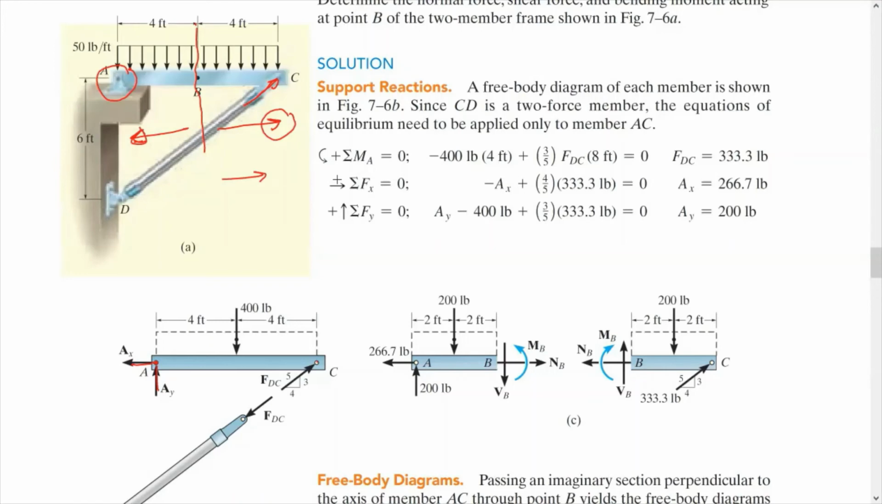So in this case, we need to find this force. So if we take the moment at point A and make summation of moment at point A equal 0, assuming it's positive counterclockwise. Remember guys here, this is loaded with 50 pound per foot, okay? هذا 50 pound per foot.